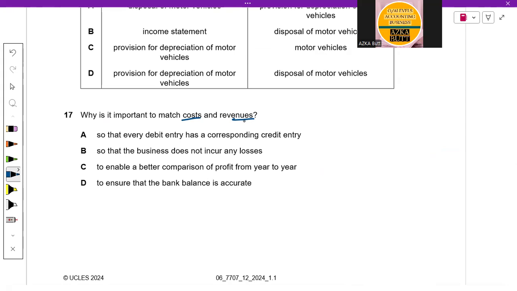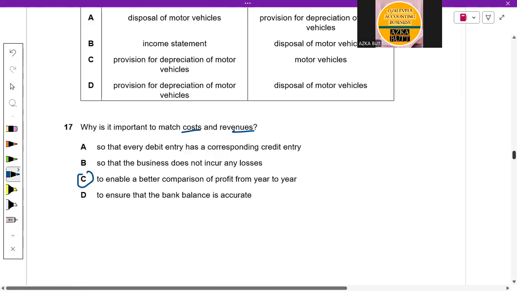Okay. So basically the matching principle in accounting requires that costs and expenses be matched with the revenues they help generate. So this ensures that income and expenses are recorded in the same accounting period, providing an accurate picture of the profitability for that period. So this is important because it allows for a better comparison of profit from year to year, as it aligns income with the cost incurred to generate that income, rather than simply when a cash transaction occurs. So that's why the C option is the right option, to enable a better comparison of profit from year to year.